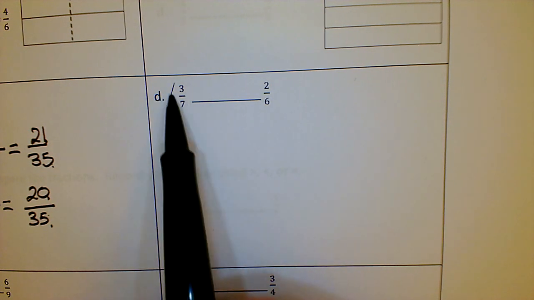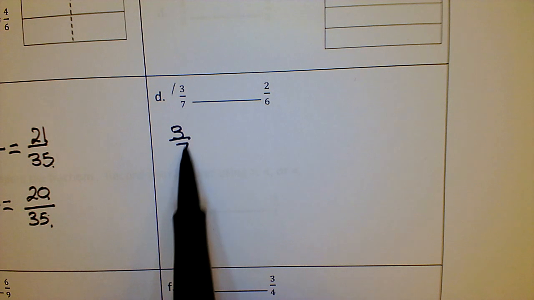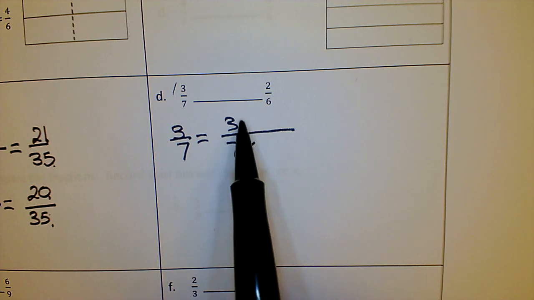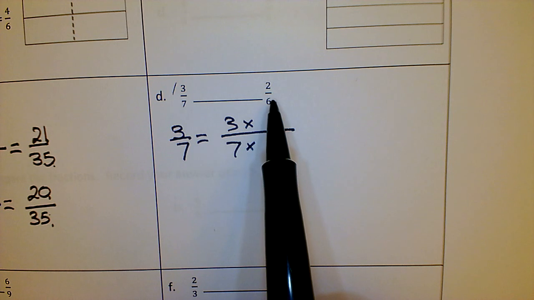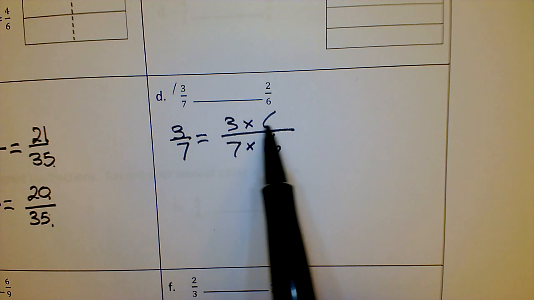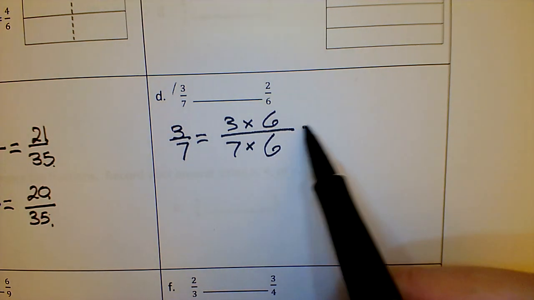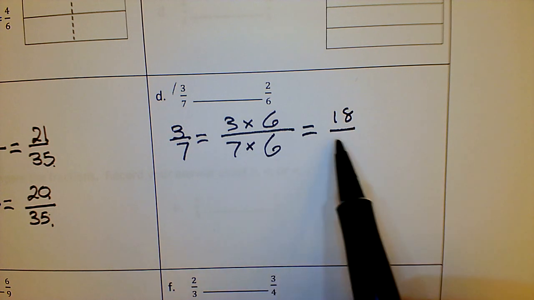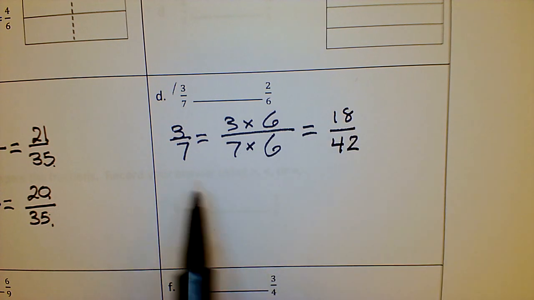So what we're going to do is we're going to start with 3/7, and then we're going to decompose that. And we're going to do that by multiplying by the other denominator, 6. But again, whatever we do in the denominator, we do in the numerator. And then we get 3 times 6 is 18, and 7 times 6 is 42.